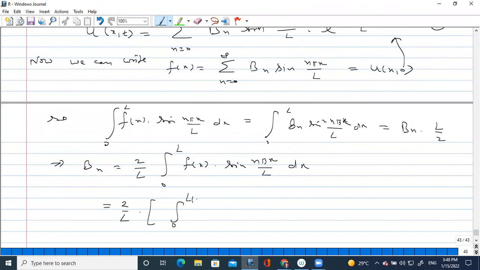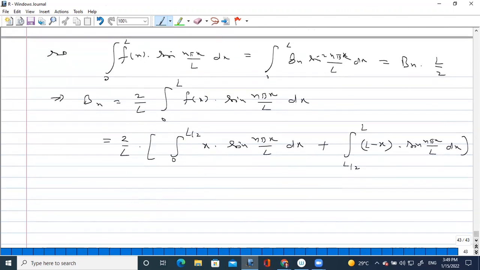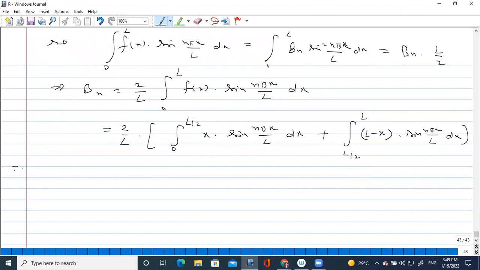One limit is 0 to L by 2. In that, f(x) value is what? x. So it will be x sin(n pi x by L) dx, plus again L by 2 to L. For that, what is this f(x) value? (L minus x) into sin(n pi x by L) dx. So this you have to integrate now, by the Leibniz method you can do the integration. It is by parts integration.